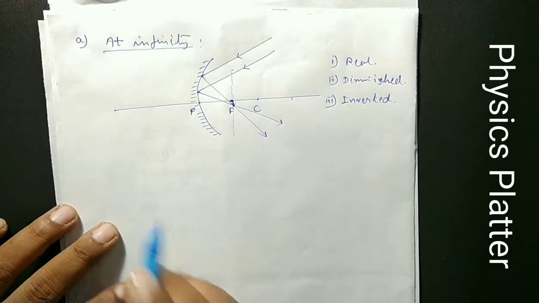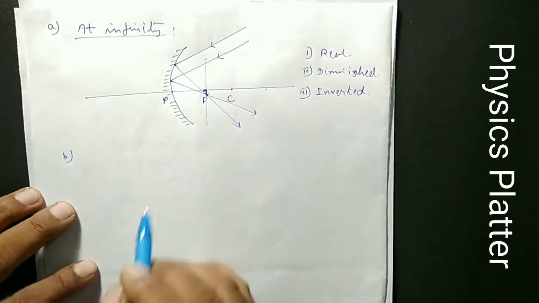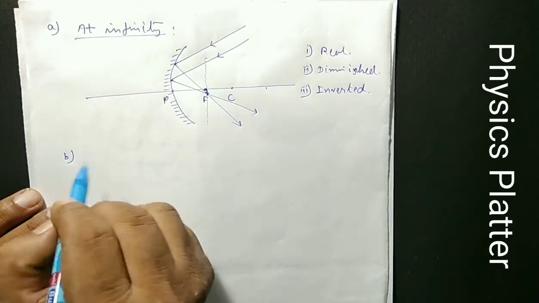Okay, let's move on to the second case, number B, where the object is beyond C.